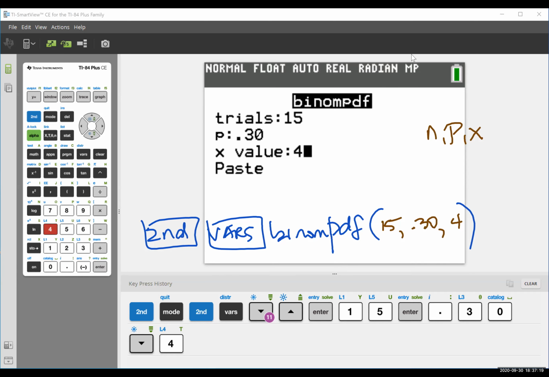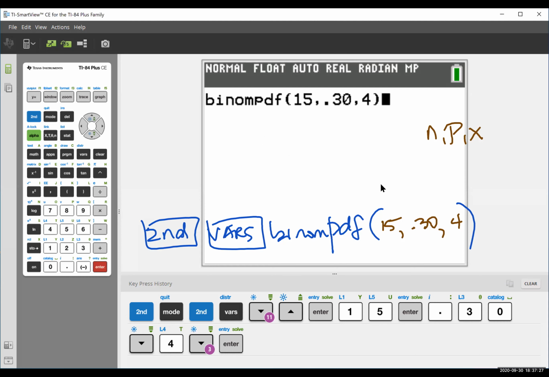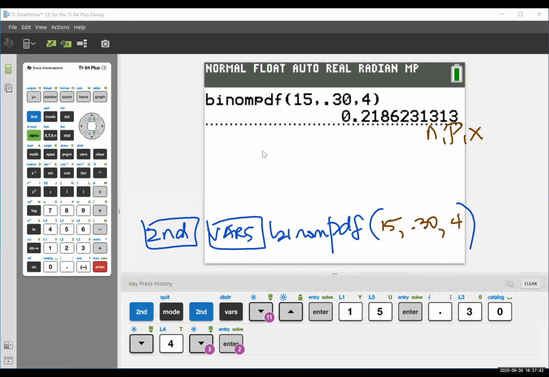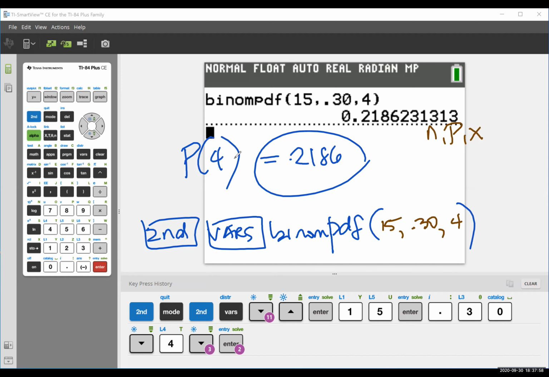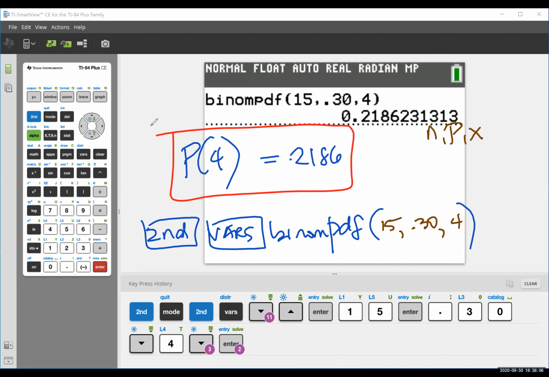So here, let's get the answer. Enter. Any questions? This is the probability of exactly 4. So that's how you answer. If you want the exact probability using binomial distribution, you have to use binom PDF, and you should have this as your answer for letter A.